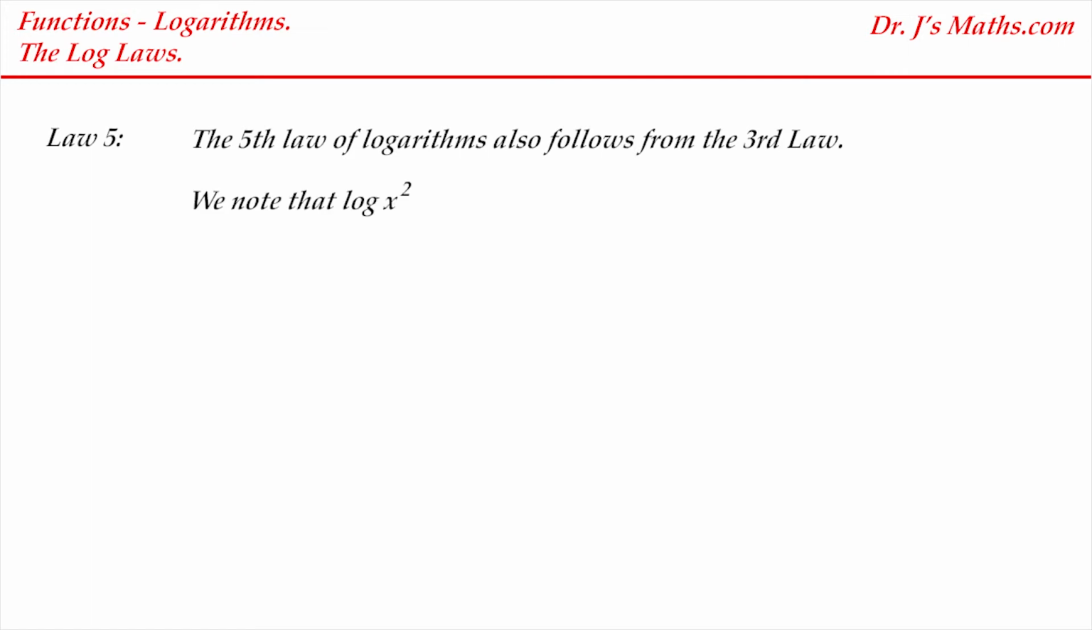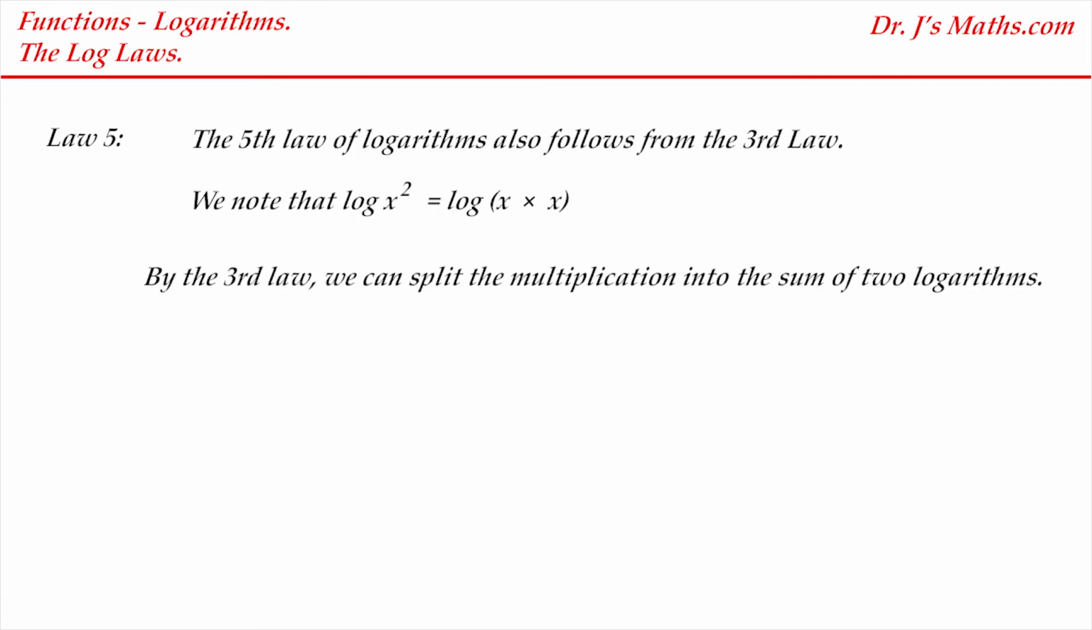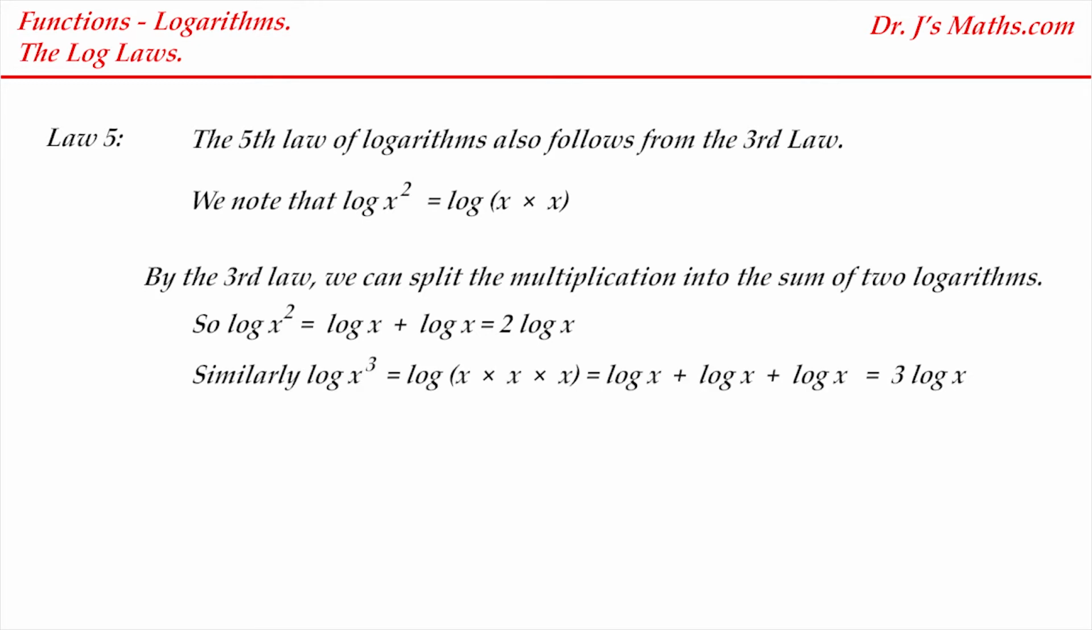We note that log of x squared can be written as log of x times x. But by the third law, we can split the multiplication into the sum of two logarithms. So log of x squared, or x times x, can be written as log x plus log x, which is 2 log x. Similarly, log of x cubed could be written as log of x times x times x, which is log x plus log x plus log x equals 3 log x.